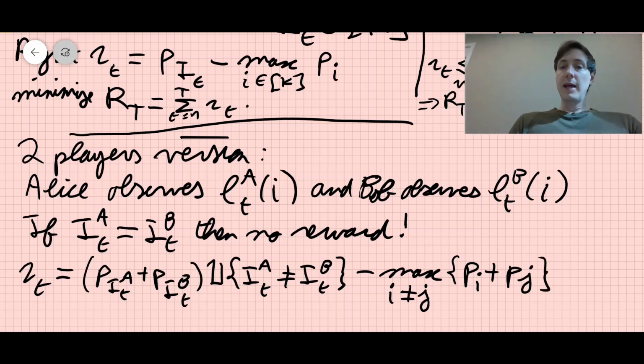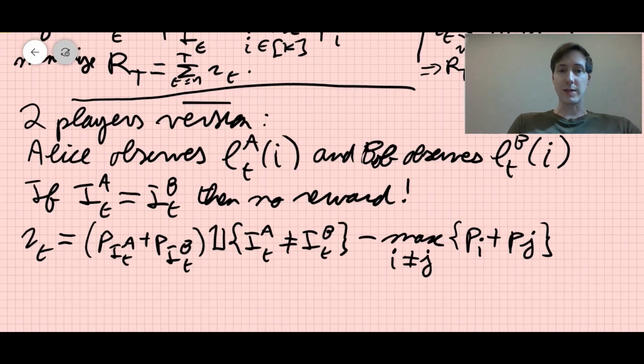And a key assumption that we're going to make is that Alice and Bob cannot communicate. If they could communicate, this is a very easy problem, not very different from the one above. But here we're going to assume that Alice and Bob are playing the game on their own. They are interacting with the same environment, but they cannot communicate at all. And I will explain the motivation for this.